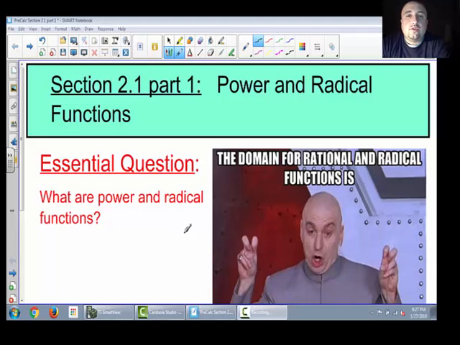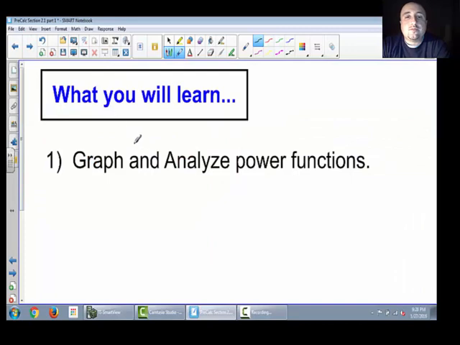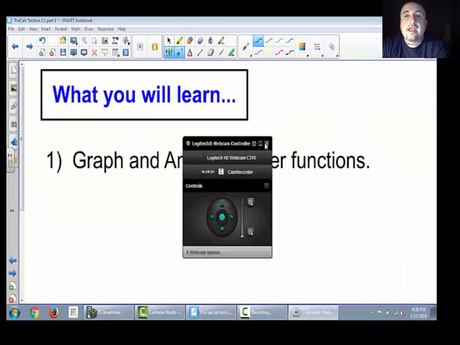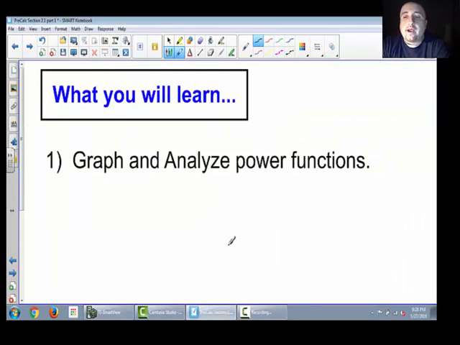All right, finally, we are on to chapter 2. All right, so here's section 2.1, part 1, where we're going to talk about power and radical functions. Okay, so the essential question for this particular section is, what are power and radical functions? So what we're going to learn in part 1 is how to graph and analyze power functions.